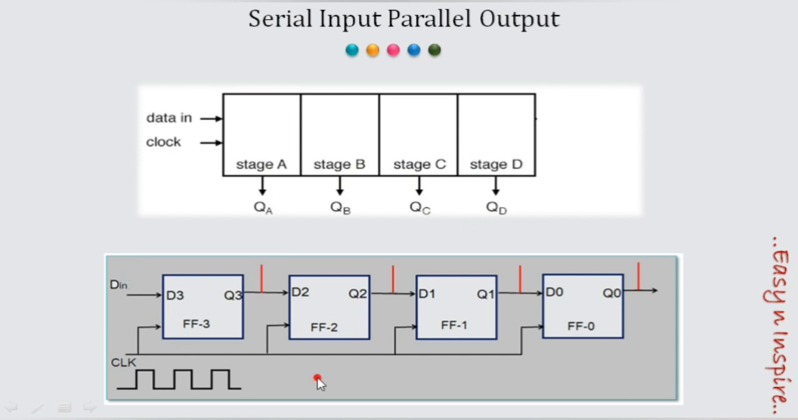And this is another type of representation. In this representation, I am using D flip-flops to construct the SIPO register. Input is in serial fashion. This red color one is output. From each and every flip-flop, I am taking output parallelly. So this is serial input and parallel output. And the clock pulse is given to each and every flip-flop simultaneously.